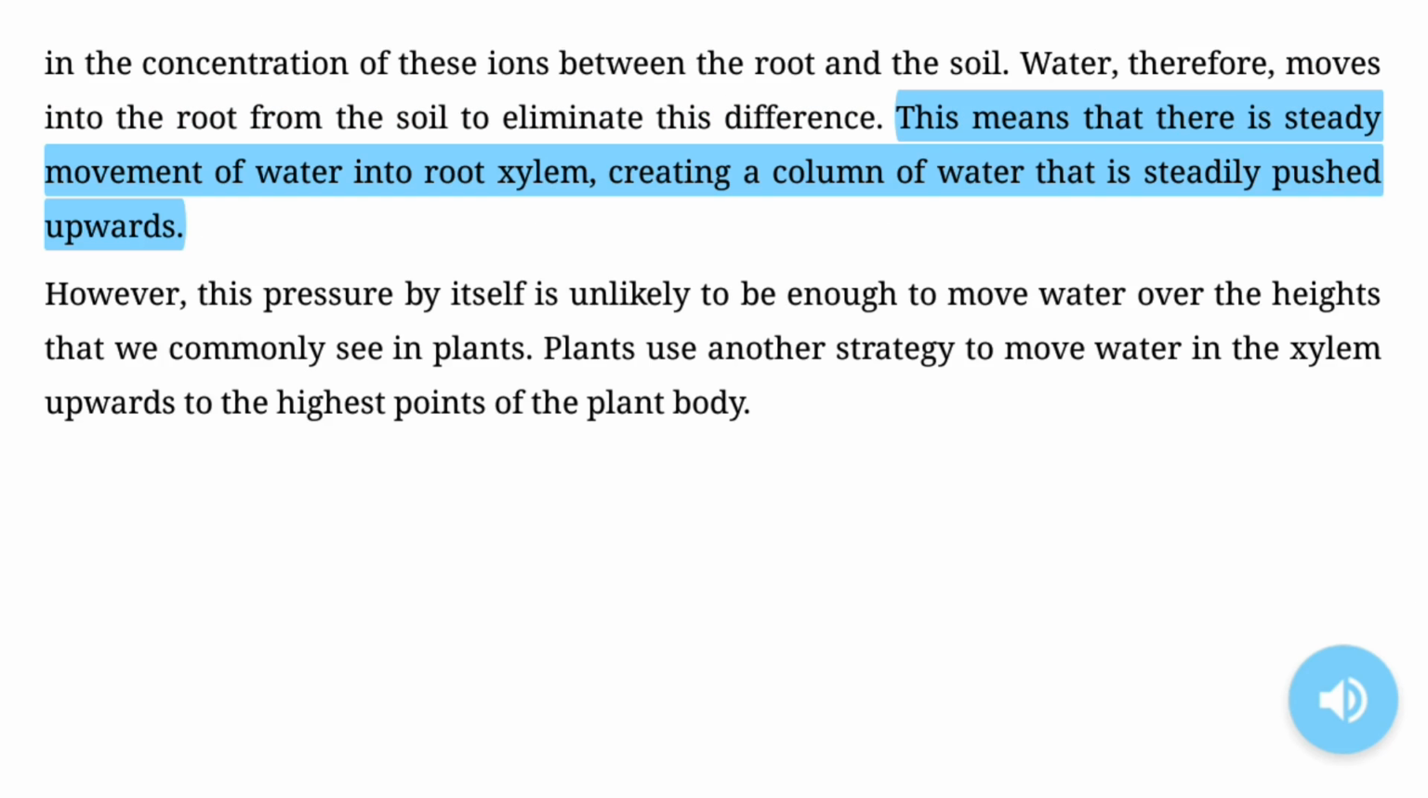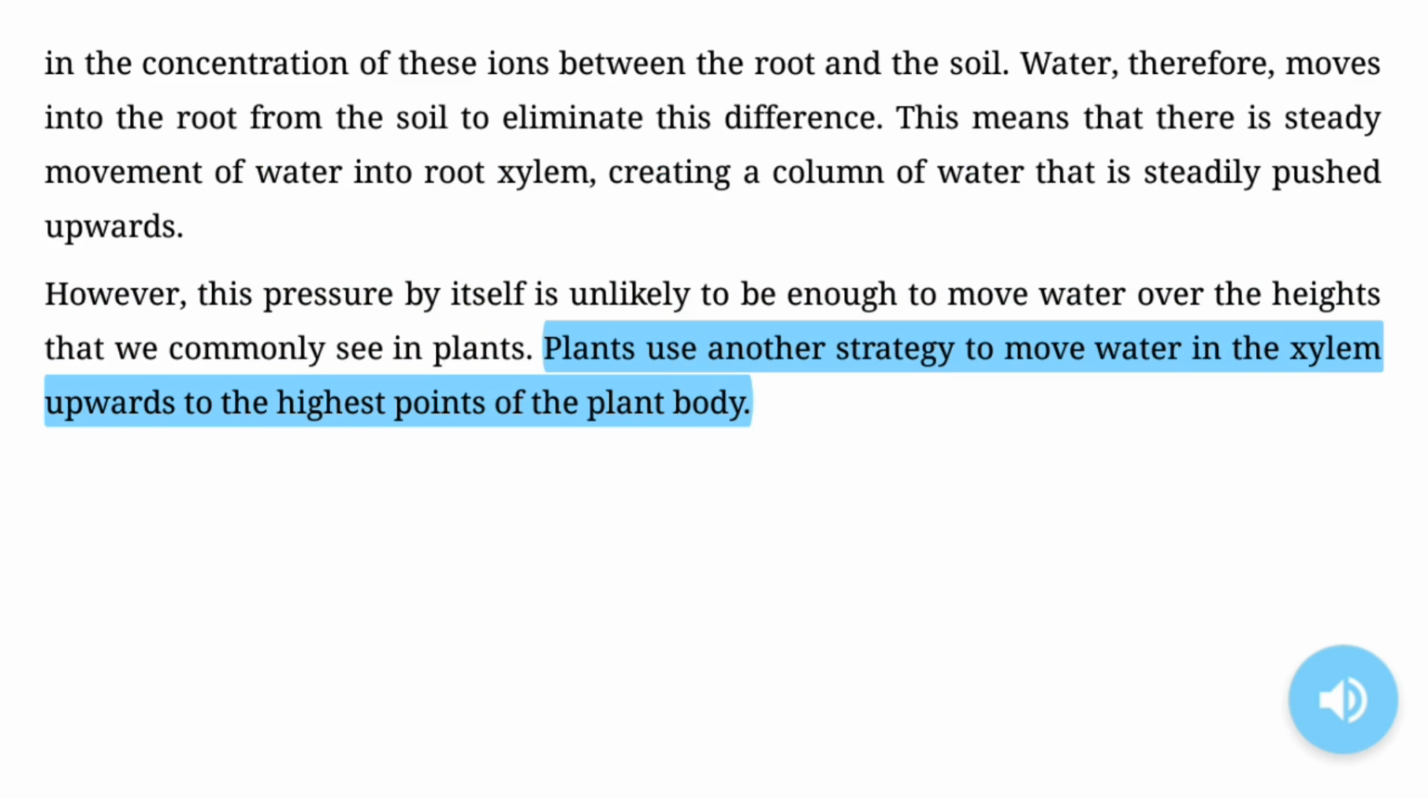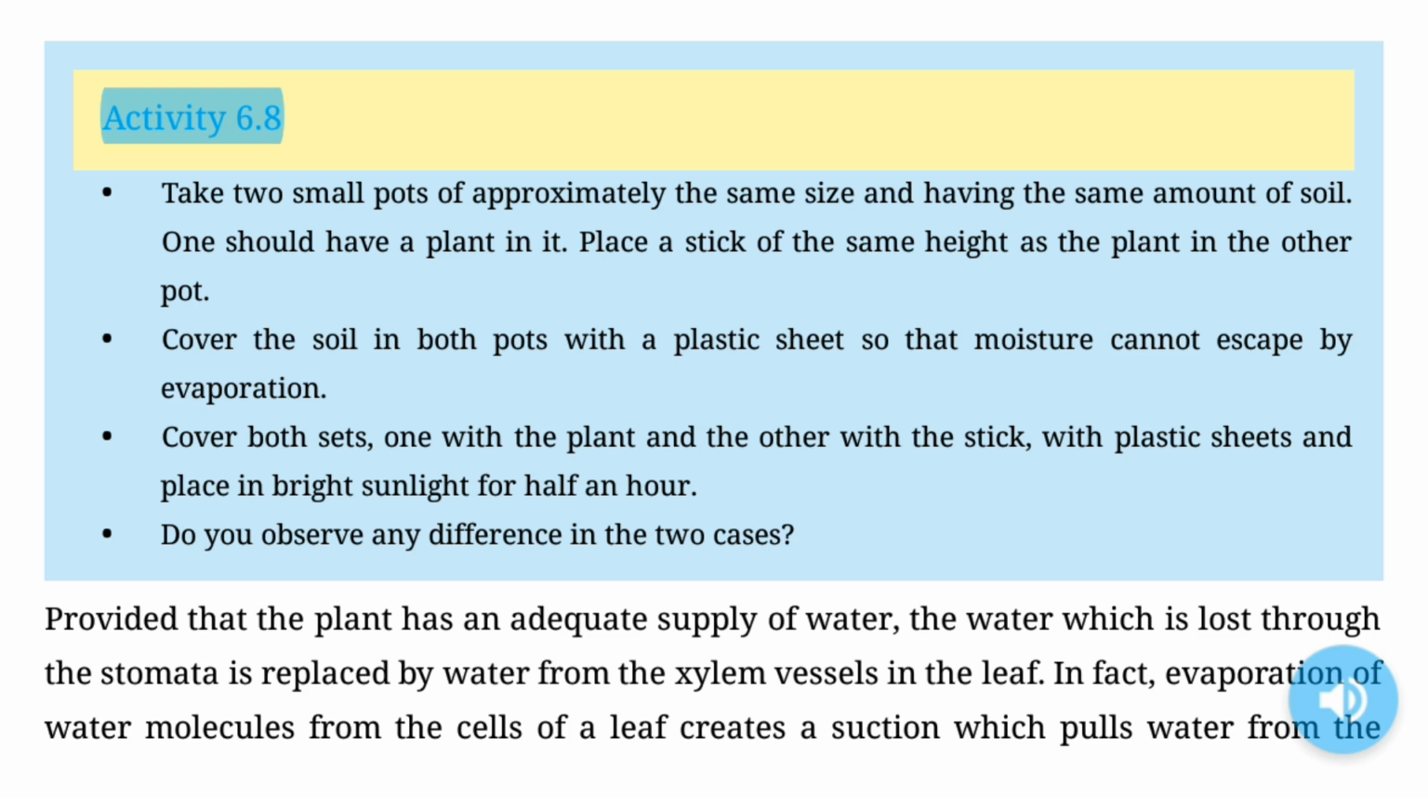This means that there is steady movement of water into root xylem, creating a column of water that is steadily pushed upwards. However, this pressure by itself is unlikely to be enough to move water over the heights that we commonly see in plants. Plants use another strategy to move water in the xylem upwards to the highest points of the plant body. Activity 6.8.